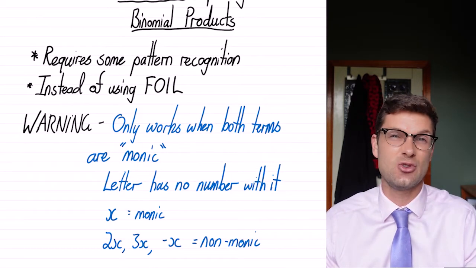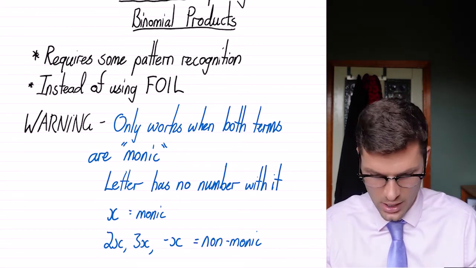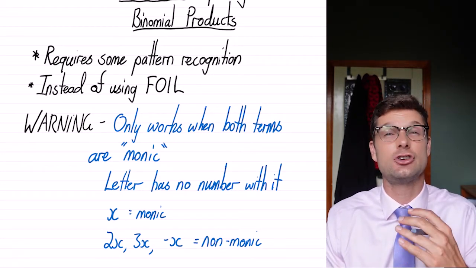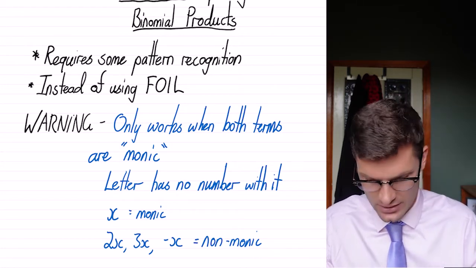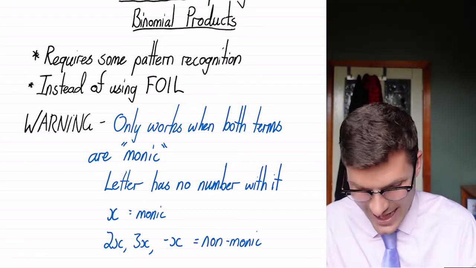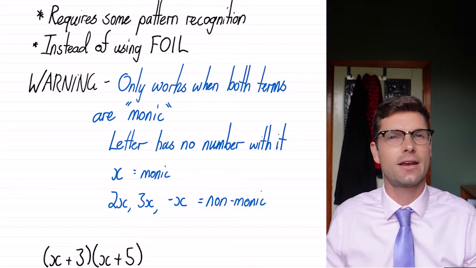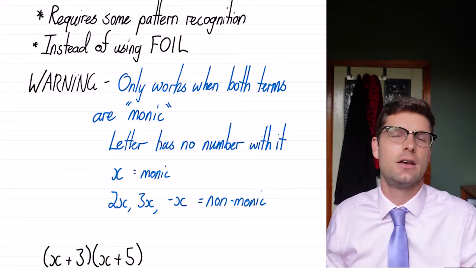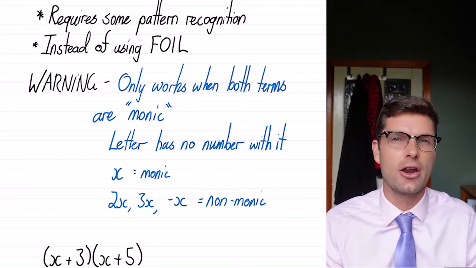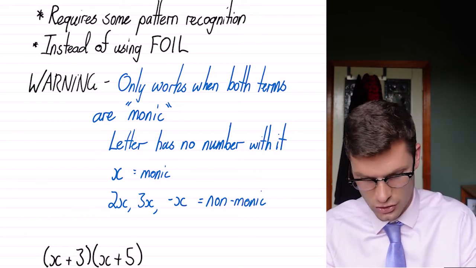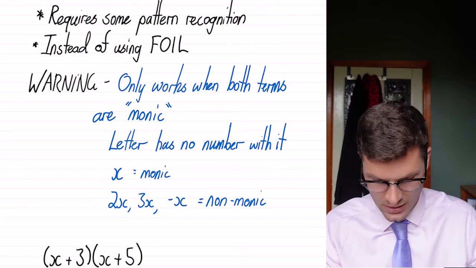So we're not allowed to do this technique if we have a non-monic term. What that means is that if a term is monic, it's just the letters without anything in front of it. Okay, so an example down here is X is a monic term. It's by itself, kind of like a mono on a bike or a monobrow means one of, okay? This means there's only one X. So anything that's non-monic has a number in front of it. So 2X, 3X, minus X all have numbers in front of it.